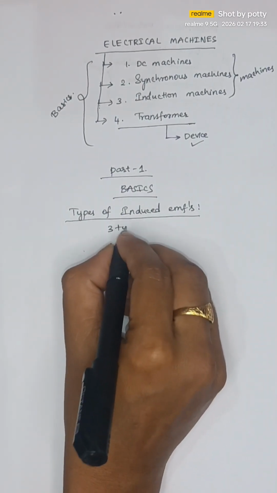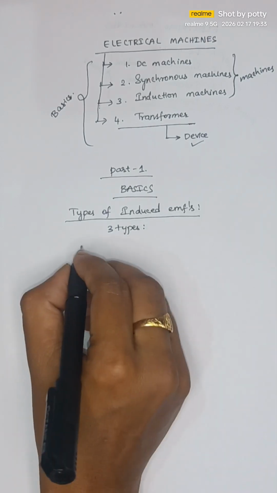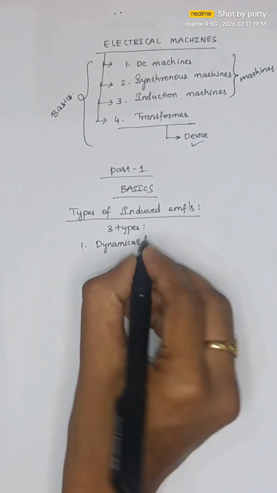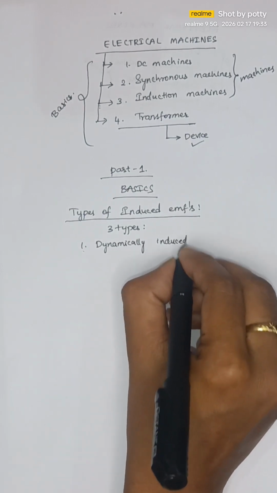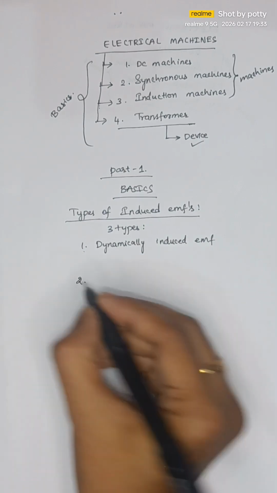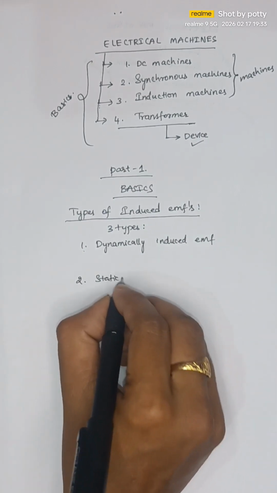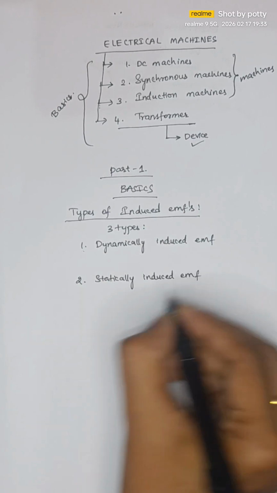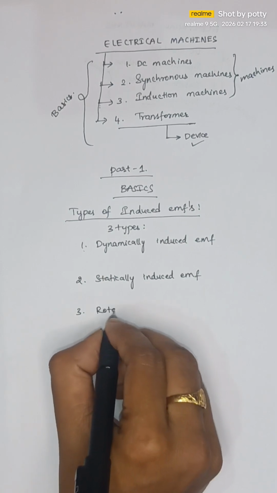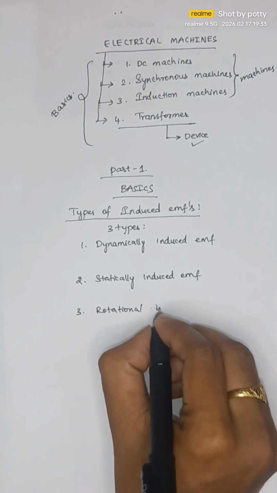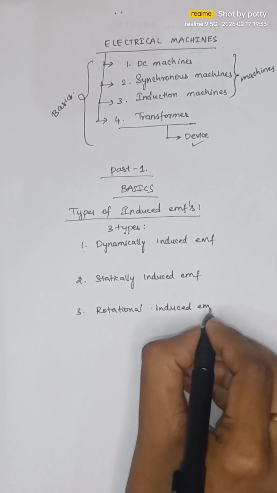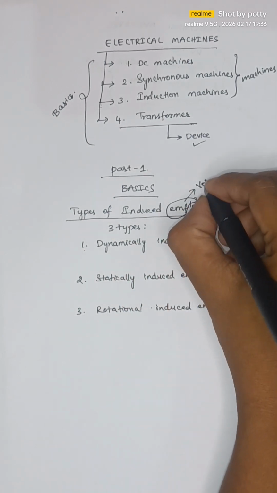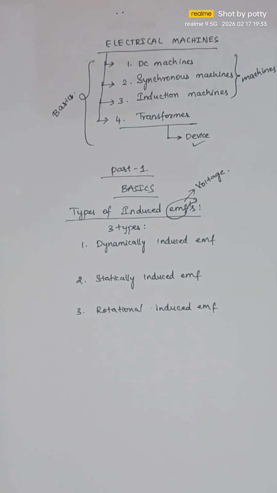There are three types of induced EMFs. First, dynamically induced EMF. Second, statically induced EMF. Third, rotational induced EMF. We already know that EMF is nothing but voltage.